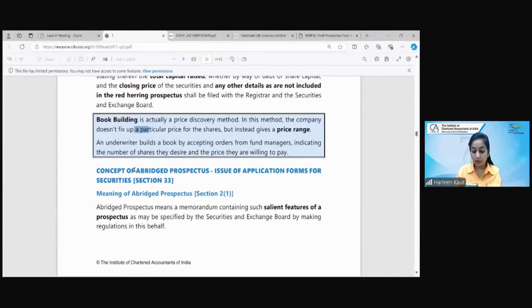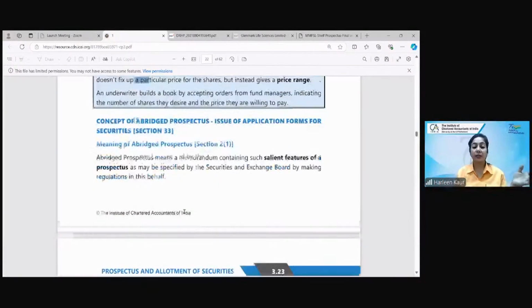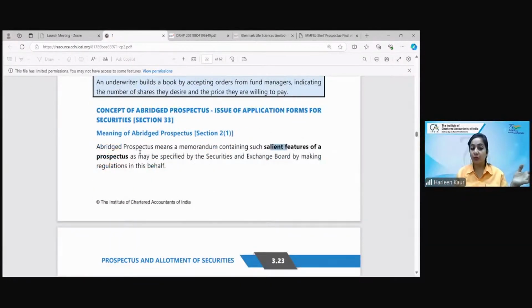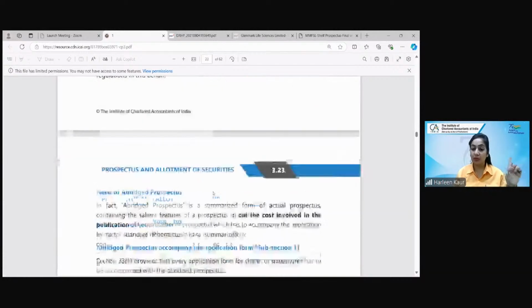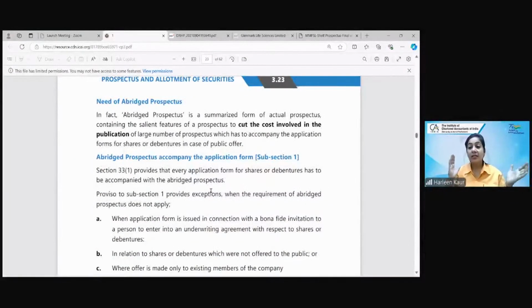Bhavna, what did you not understand in the abridged prospectus? We're just going to revise that only. So abridged prospectus, she's asking, it contains the salient features of the prospectus. Who will specify? SEBI will specify. So abridged prospectus is a summary of the prospectus. Instead of a full-fledged prospectus, you're just giving the summary. It is a summarized form to cut the cost involved in the publication of a large number of prospectuses.